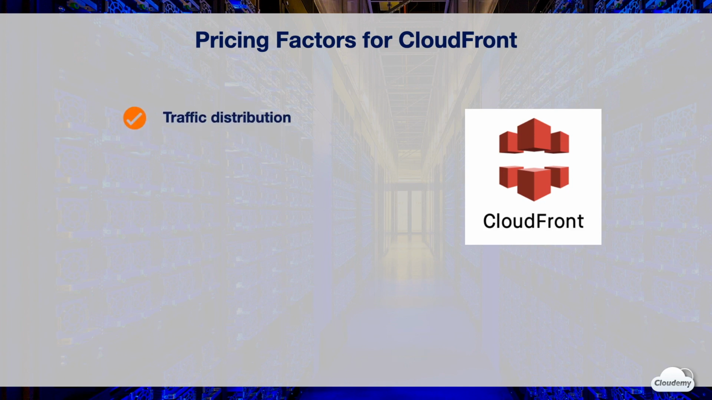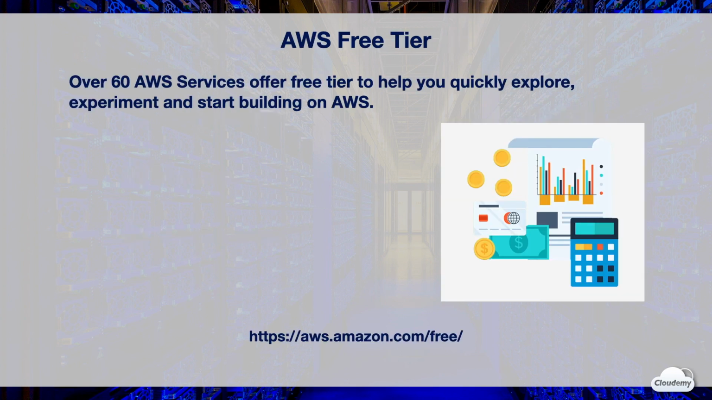You need to pay for traffic distribution. Prices of data transfer and requests vary across geographic regions, and pricing is based on the edge location through which your content is served. You need to pay for the number and types of HTTP requests made. Prices vary depending on the geographic region in which the requests are made. You need to pay for the amount of data transferred out of edge locations, either to end users or transferred out to the origins.